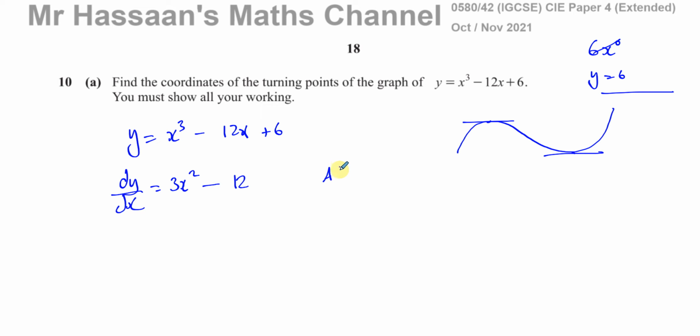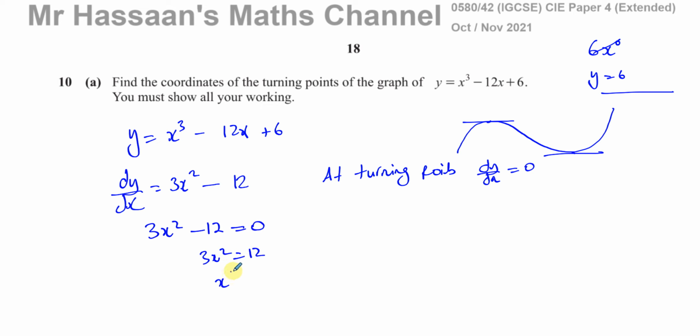We know that at the turning points, dy/dx is equal to 0. So we have 3x squared minus 12 is equal to 0. So we can say 3x squared is equal to 12. x squared is equal to 4. Okay, so therefore x is equal to plus or minus 2. Those are the x coordinates of the turning points.